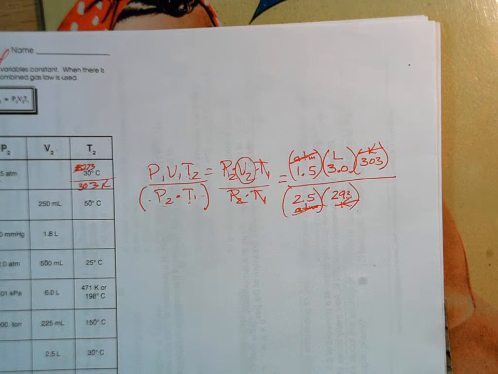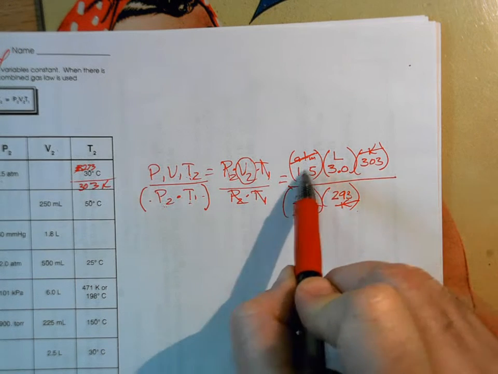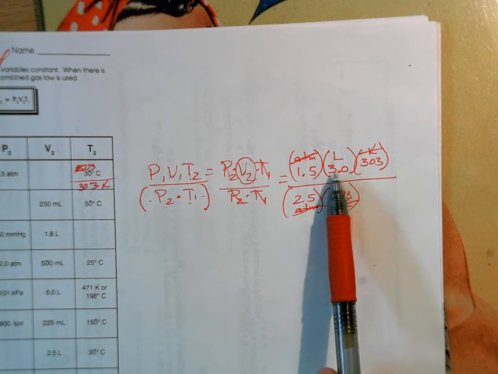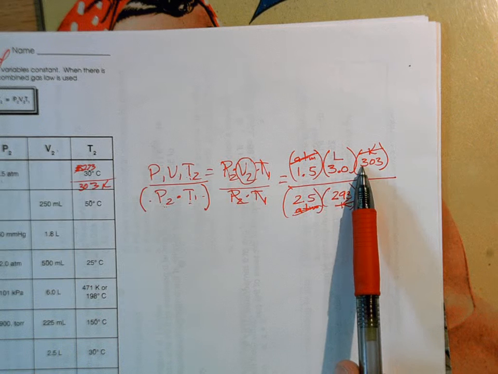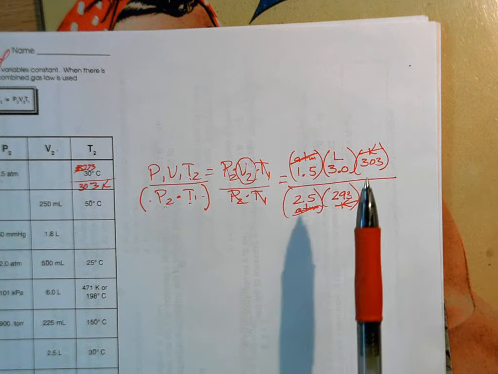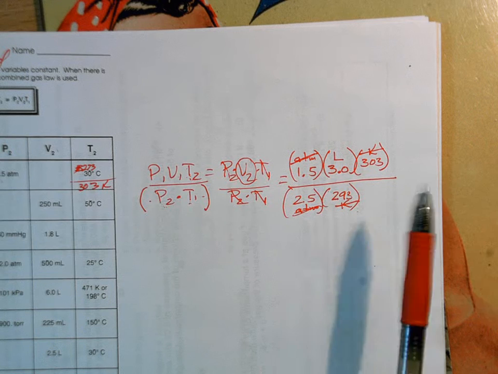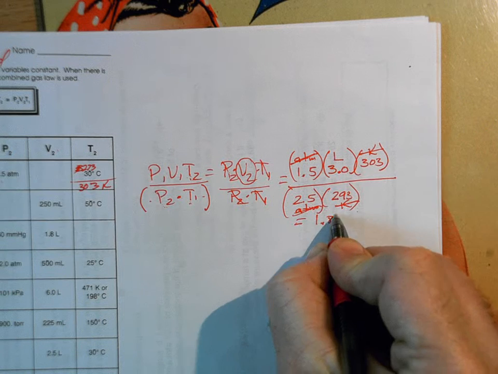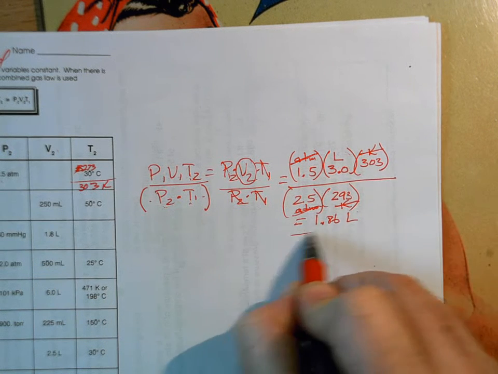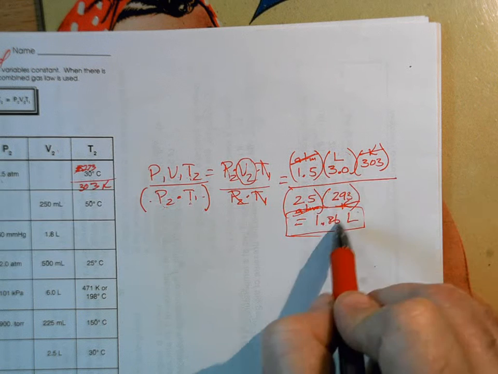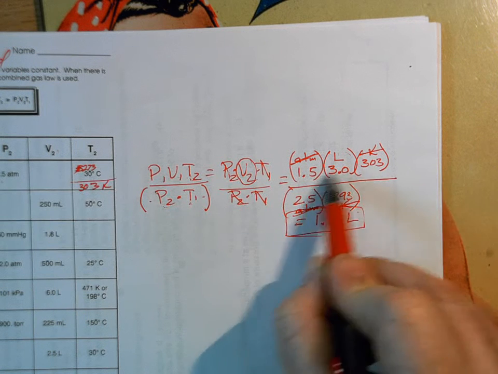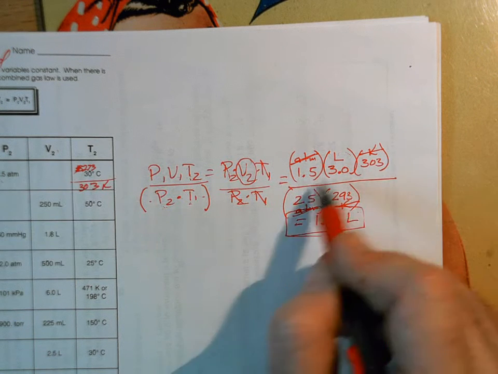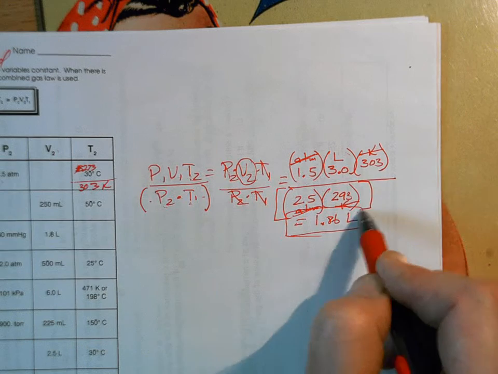So when you're using your scientific calculator, anything that's up here in the numerator, you multiply those. Anything in the bottom, divide. So you could do 1.5 times 3 times 303 divided by 2.5 divided by 293. And you should end up getting about 1.86, and the answer will be in liters. You might have rounded that off to 2. Practice with your calculator to make sure you're getting this number. If you're not, when you go to divide, you may need to put a set of brackets on some of your calculators.